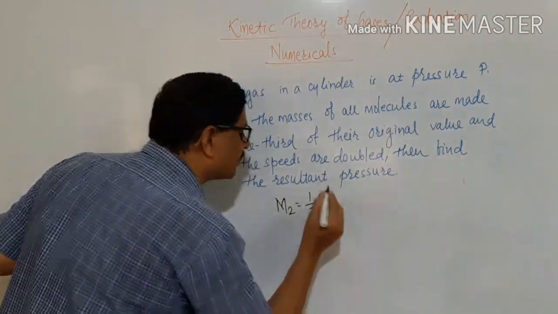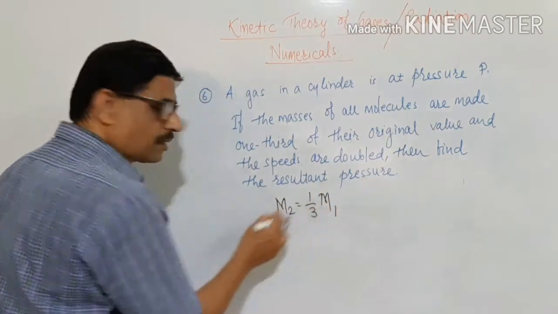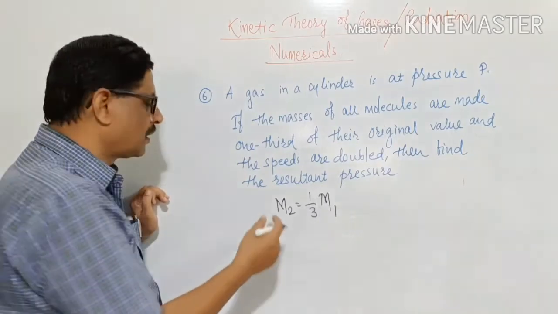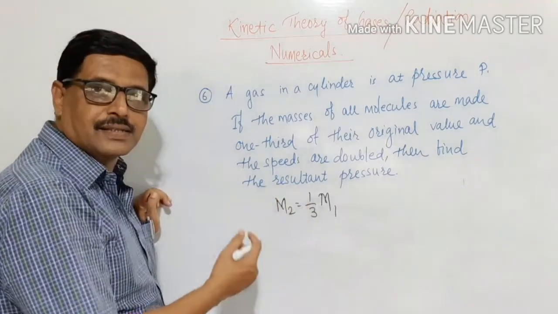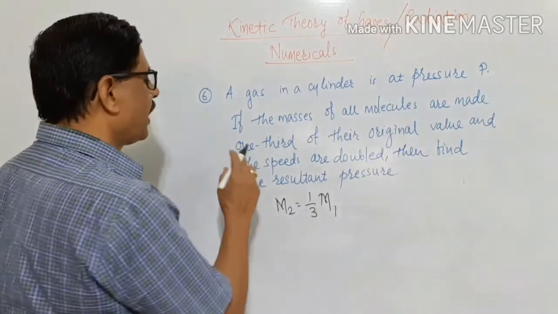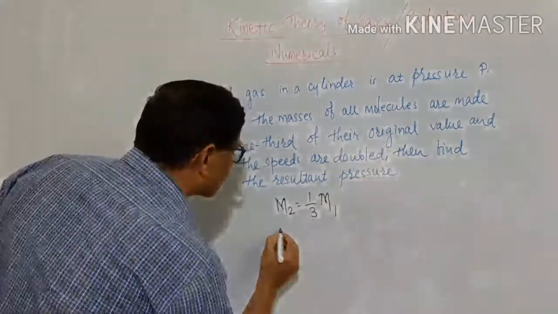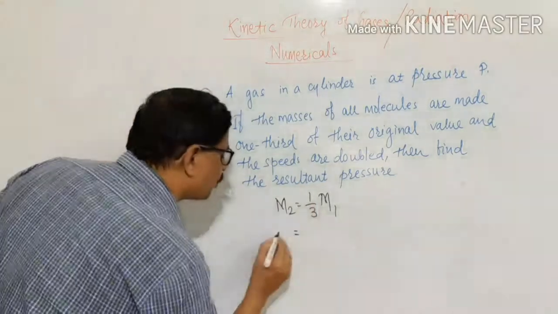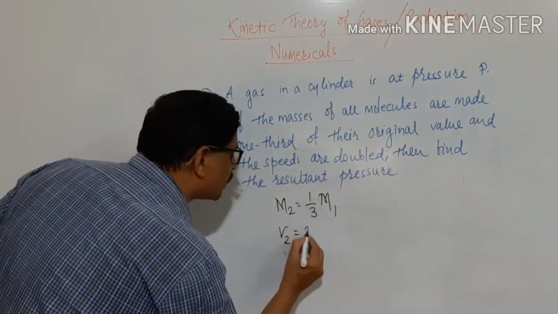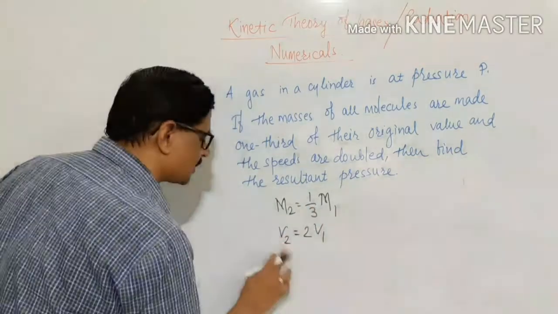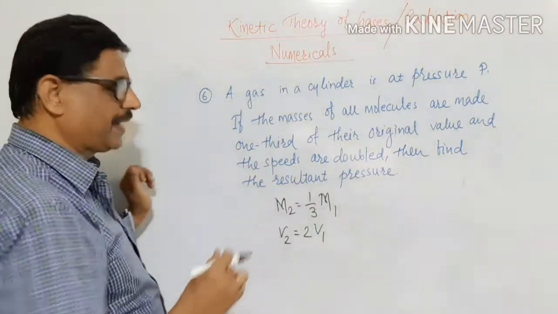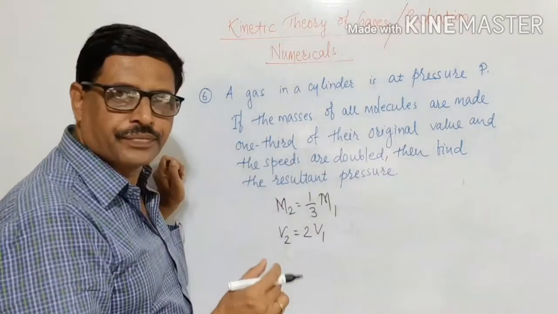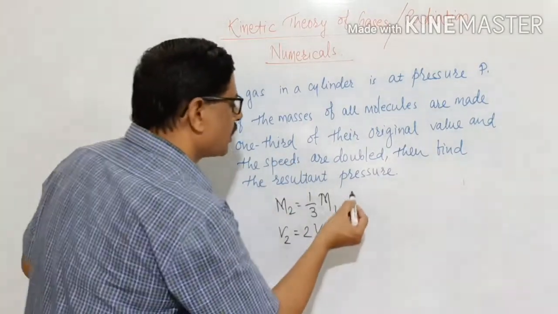We will take the original as m1 and the latter, it has been reduced to 1/3. The latter mass we will take as m2, and the speeds are doubled. The latter speed is, I will write it as v2. v2 is double that of the v1. This is obviously the RMS speed. Then find the resultant pressure. We have to determine the pressure.